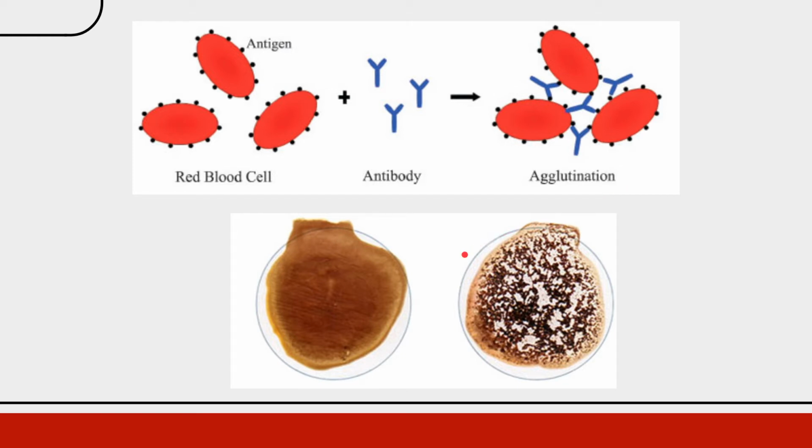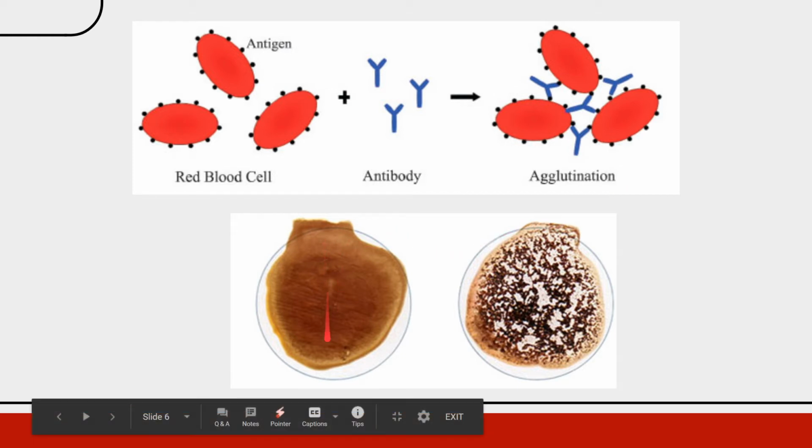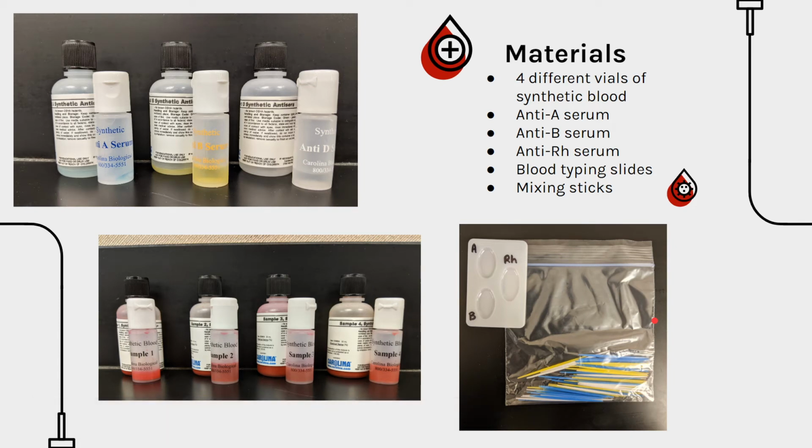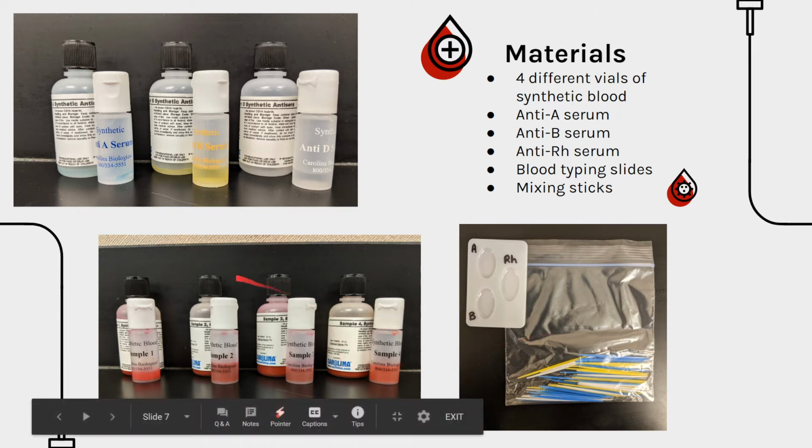And this is what it looks like in real blood. So this over here would be no clumping. This over here would be clumping. So thinking about all of that, I want you to design a procedure. How could you use these materials to determine the blood type of our 4 patients?